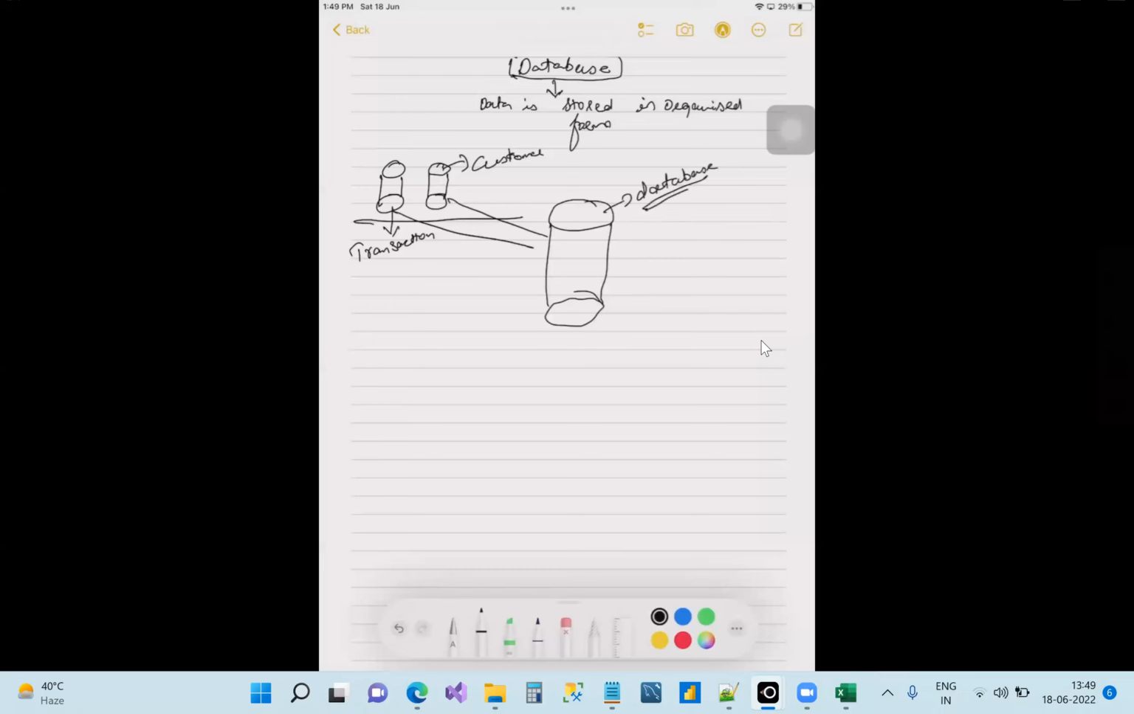Now this database is primarily of two types, OLTP and OLAP. So what is OLTP and what is OLAP? I'll tell you. Please pay attention, because all of these concepts are very, very important. You all are getting this till now? Yes, we are getting it. Okay. So OLTP full form is online transaction processing. OLAP is online analytical processing.